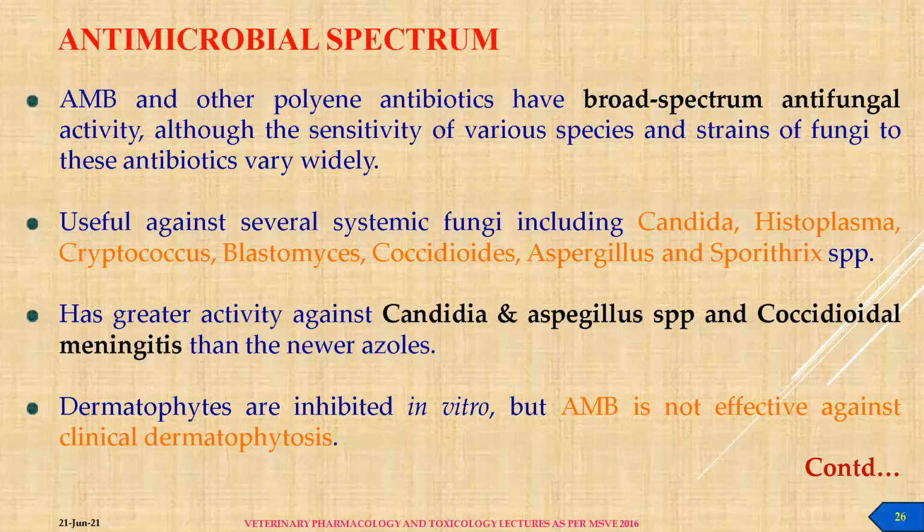There is a big range of fungal species susceptible to amphotericin B, and it has greater activity against Candida albicans, Aspergillus, and coccidioidal meningitis than the newer azoles, because it has good penetration capacity. It also has some immunostimulant activity. Dermatophytes are inhibited in vitro, but it is not effective against clinical dermatophytosis, maybe because in vivo efficacy is not there.